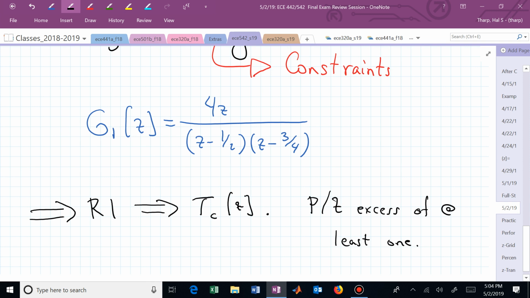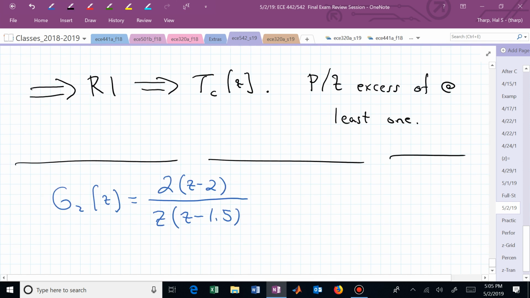And sometimes that confuses you as a student. You go, well, why did you give us these restrictions if we don't even use them? Well, it depends on the plant that you're presented with. In this case, we have no open loop zeros outside the unit circle, so restriction 2 we don't worry about. And we have no unstable poles in our open loop system, so we don't have to worry about restriction 3.